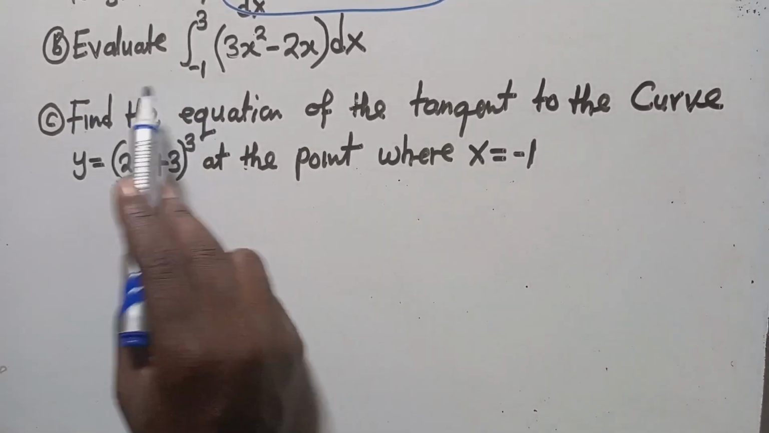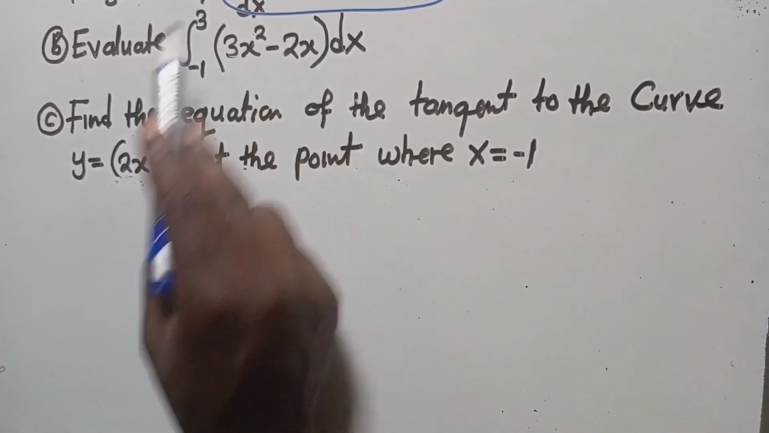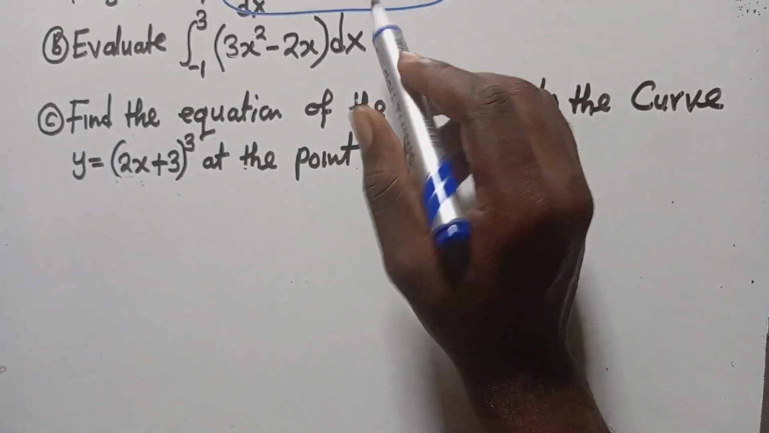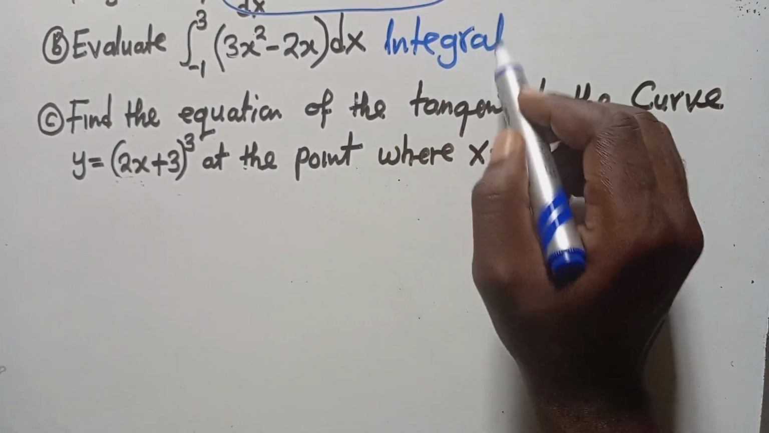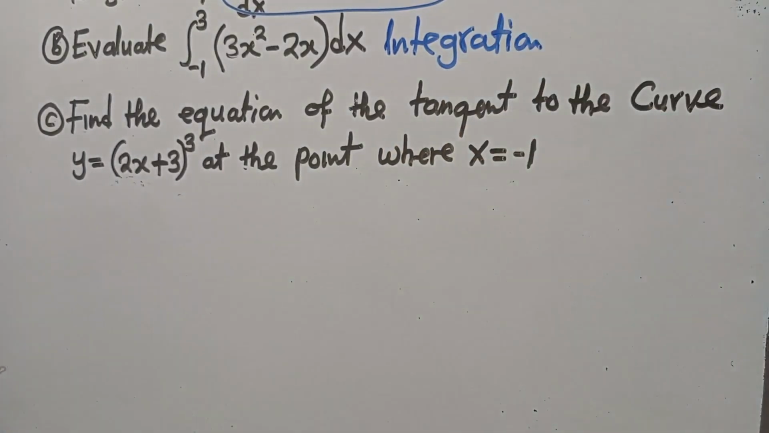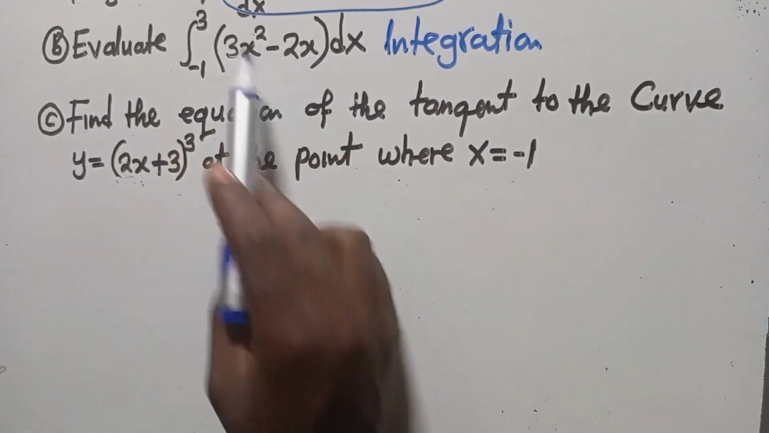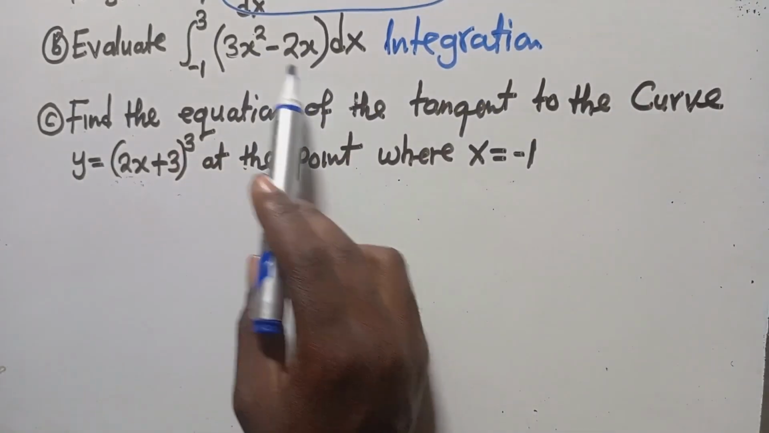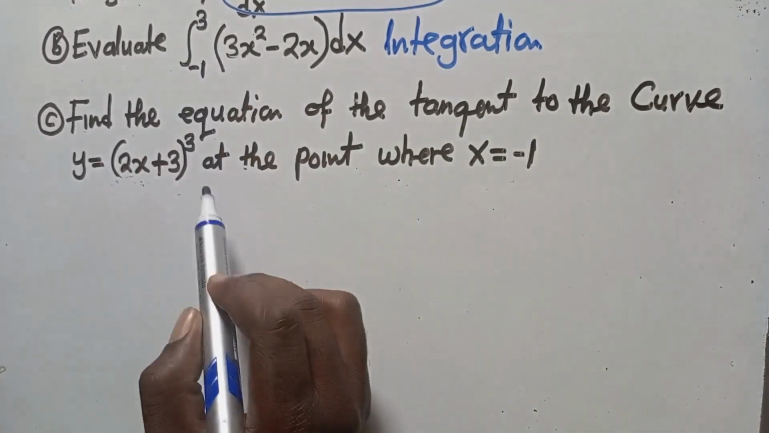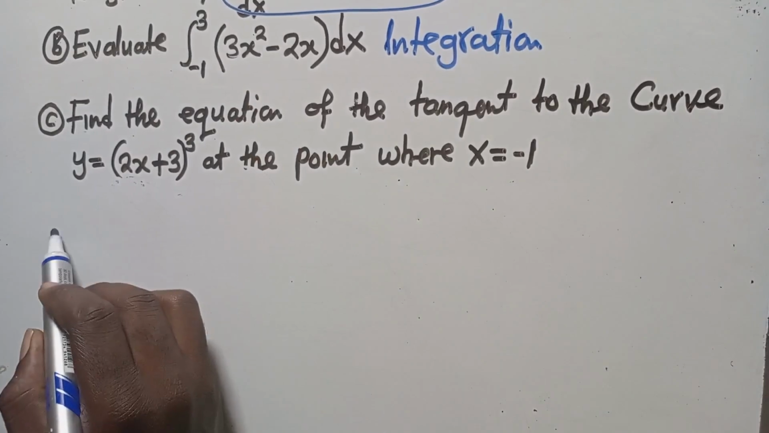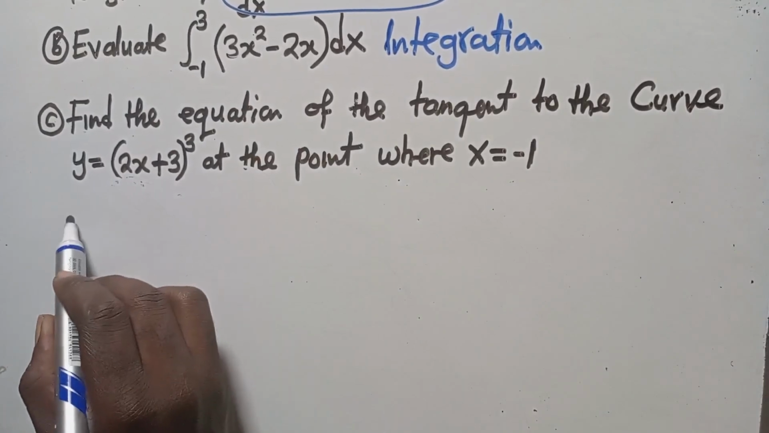So we go to this one. We are told to evaluate. This is also falling under integration. So all these are integrals. Since it is under integration, what I'm going to do is the same. Since these have got limits, there is no need of putting y. I'm not supposed to put y. I just need to go direct.